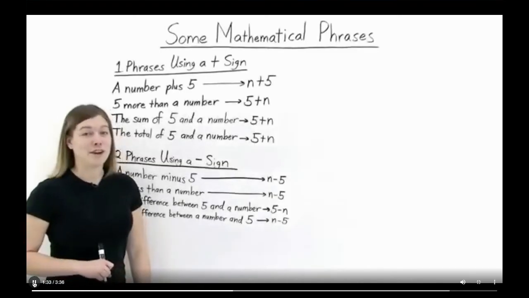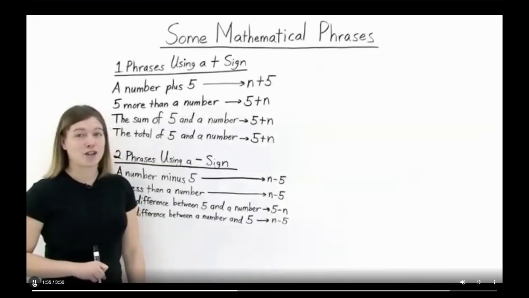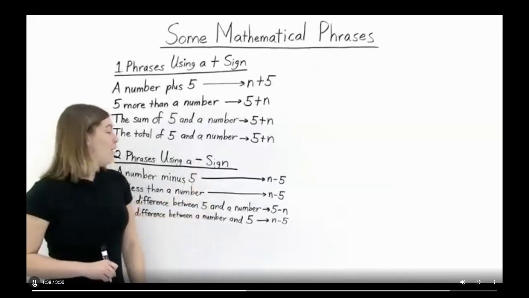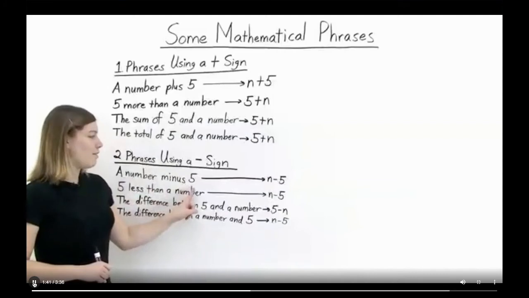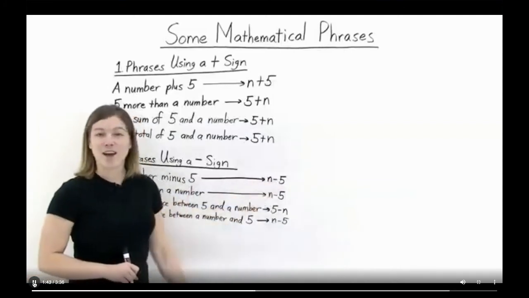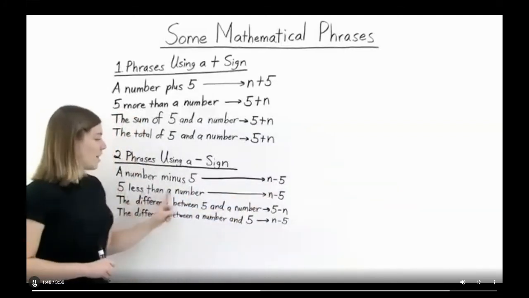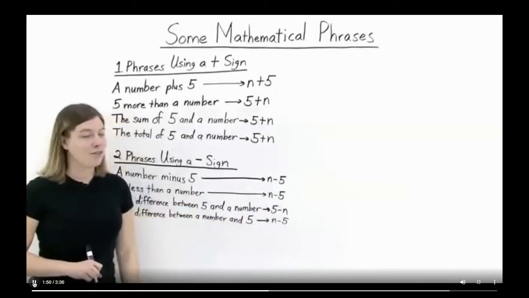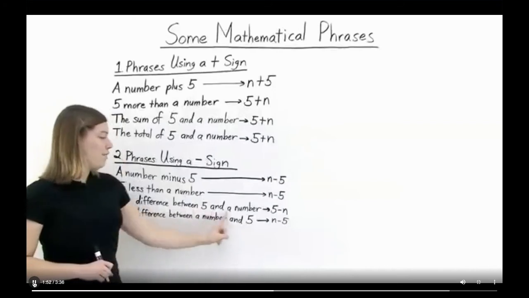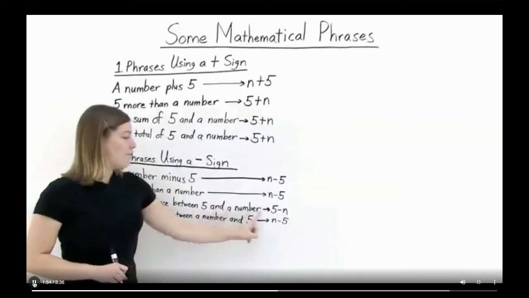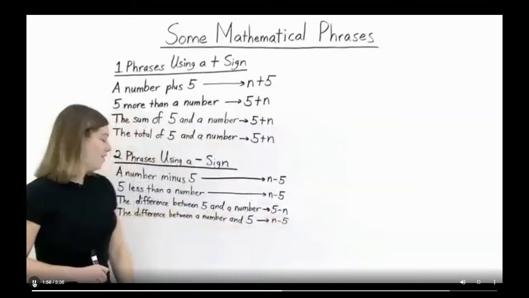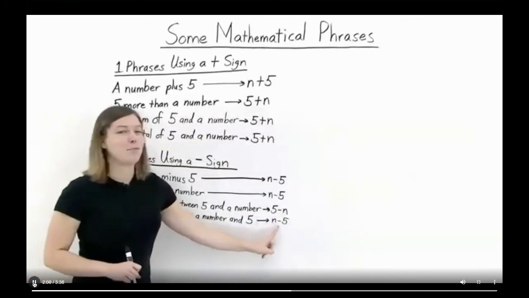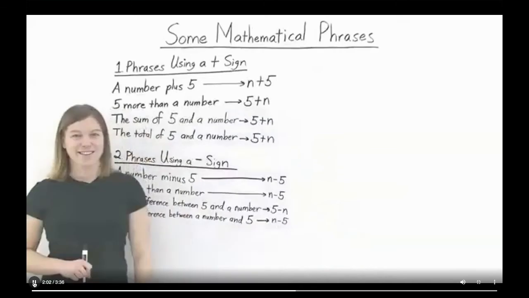Next, let's look at some phrases that translate into mathematical expressions that contain a minus or a subtraction sign. First, we have a number minus 5. So we have n minus 5. If we have 5 less than a number, then we're taking that number n and subtracting 5. The difference between 5 and a number is 5 minus that number n. And finally, the difference between a number and 5 is simply n minus 5.